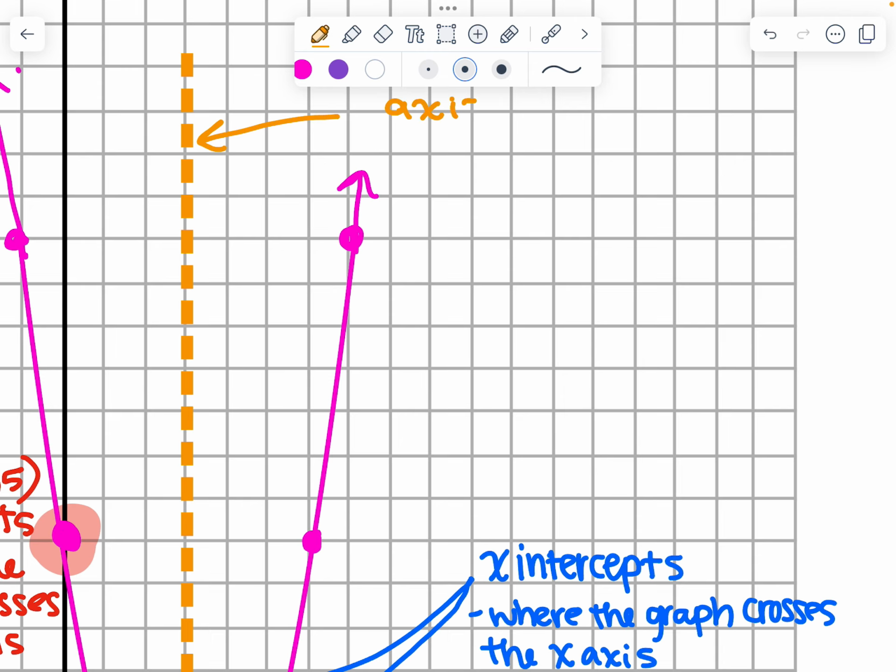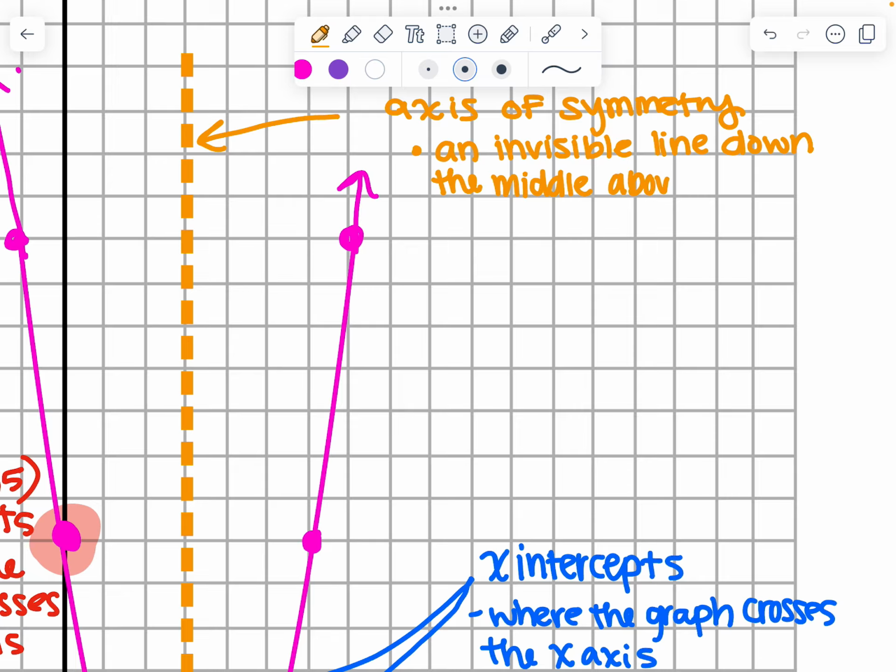So, an axis of symmetry. First thing, let's define it. It is an invisible line down the middle about which the quadratic is symmetric.